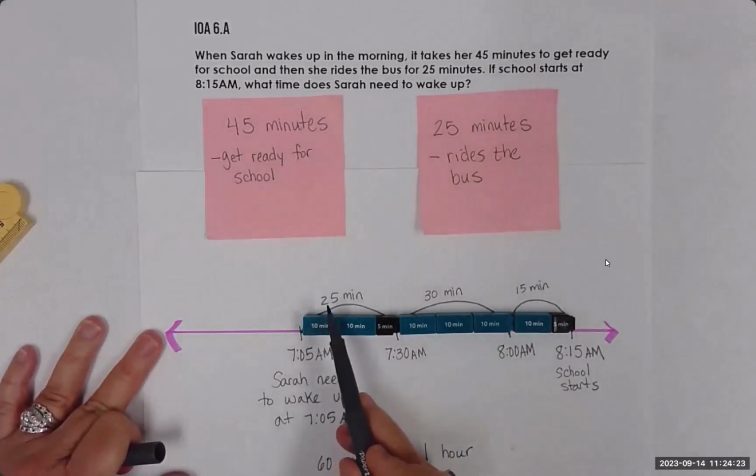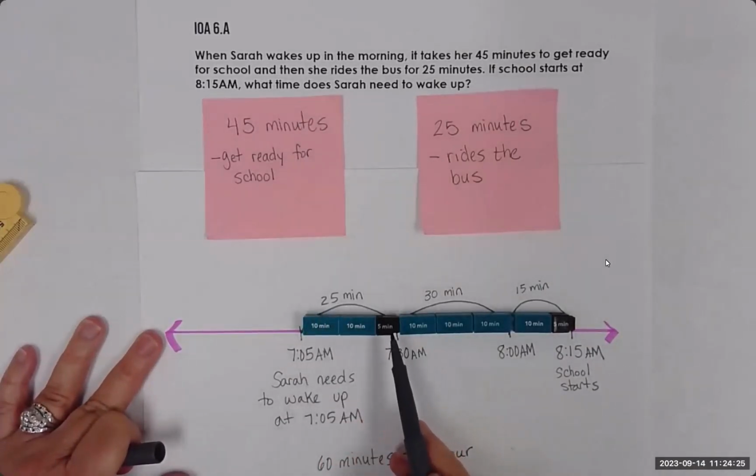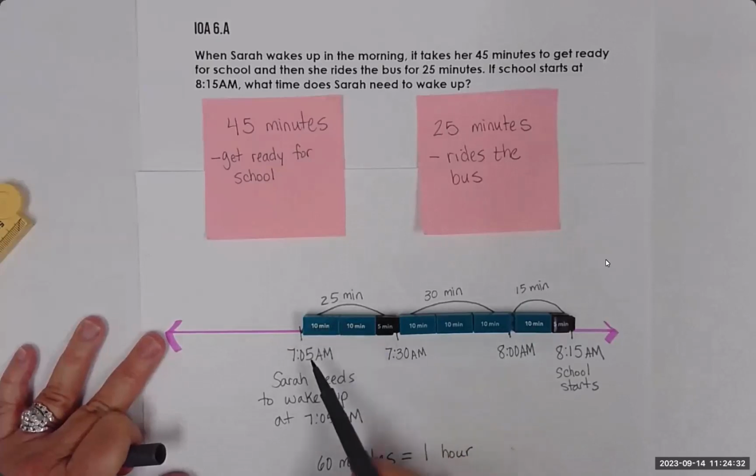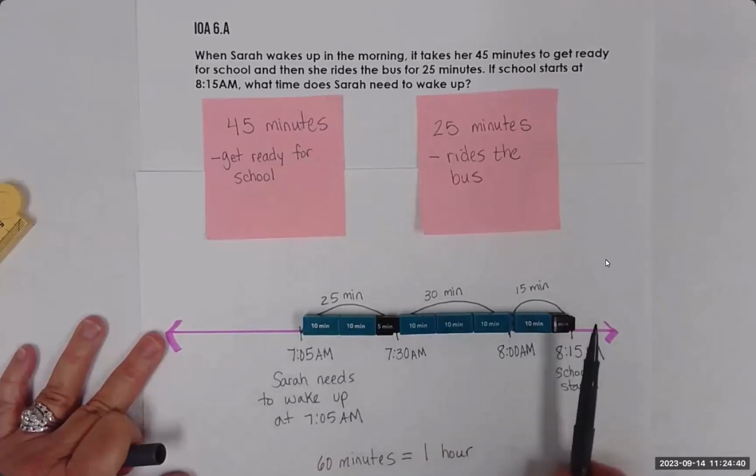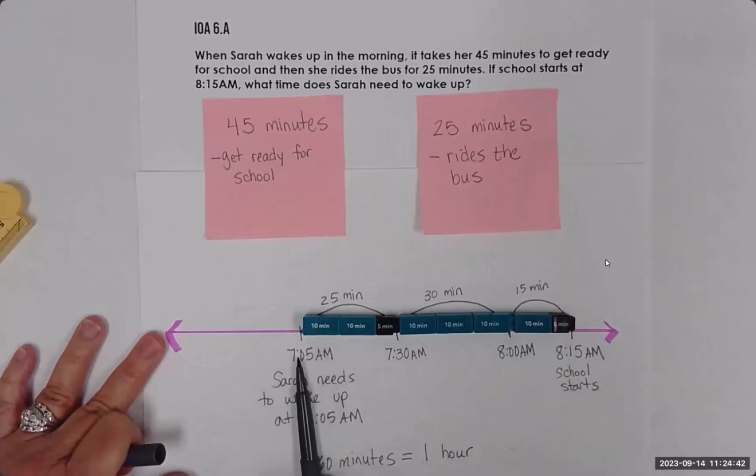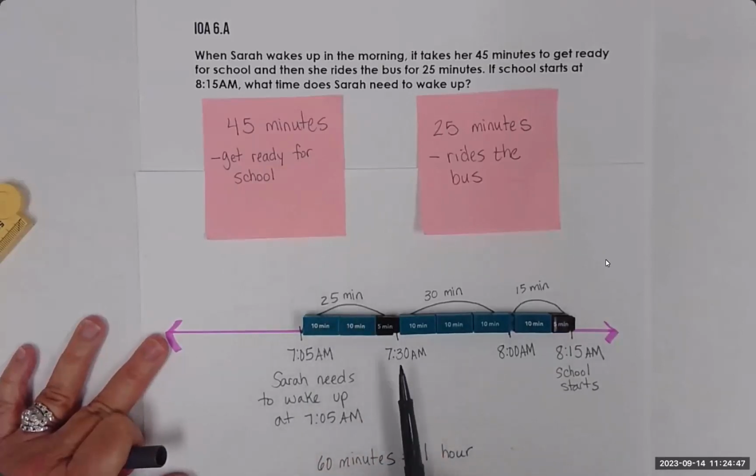and it takes her 25 minutes to ride the bus, that could bring us to 7. Well, we did the bus afterwards, but basically what I like to do is add all of this time back up going forward. Anytime I'm going backwards, I think it's smart to go forward and see if it all makes sense. So 7:05 a.m. plus 25 minutes will get us to 7:30 a.m.